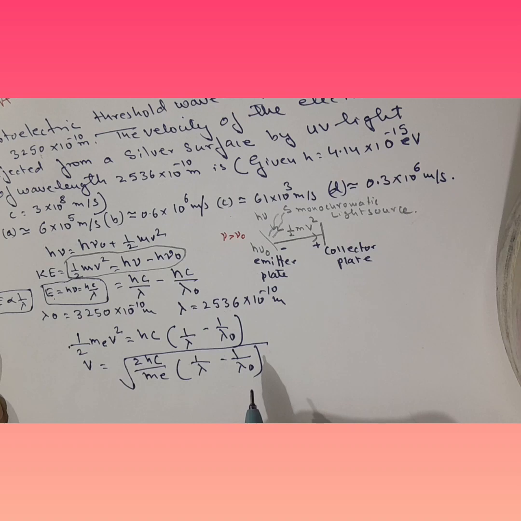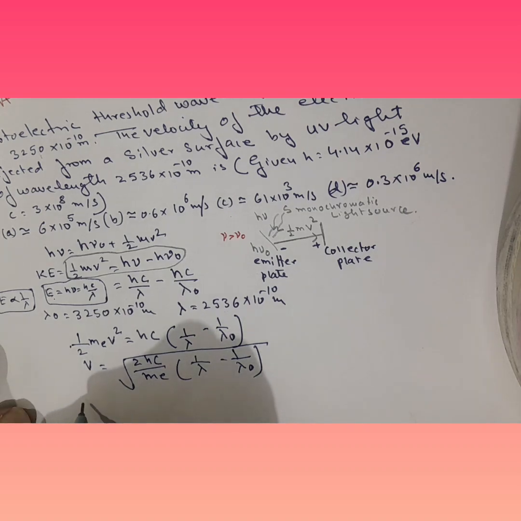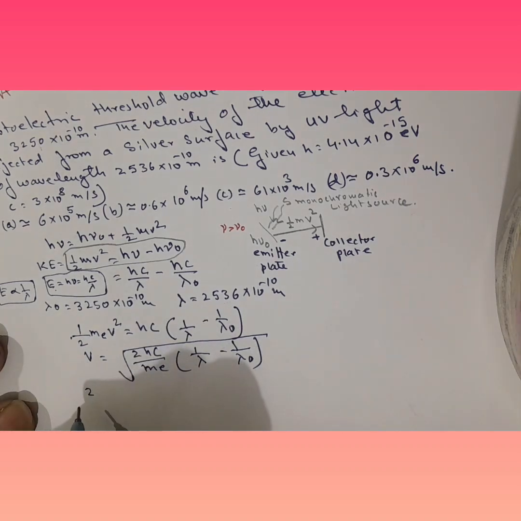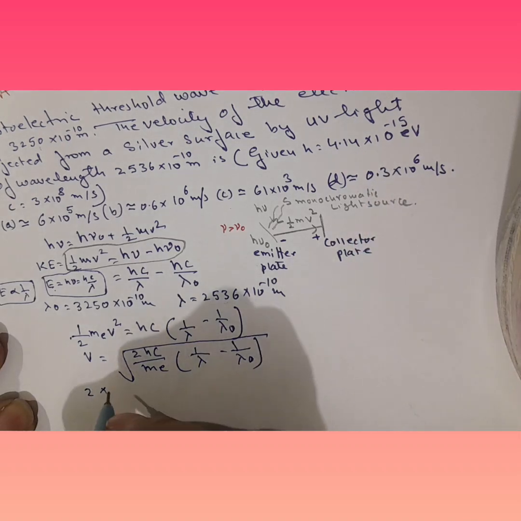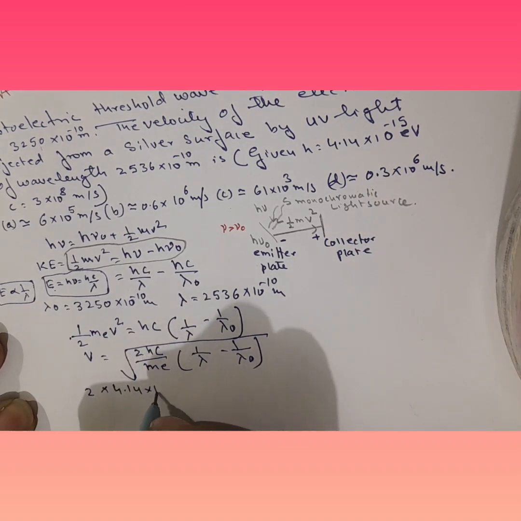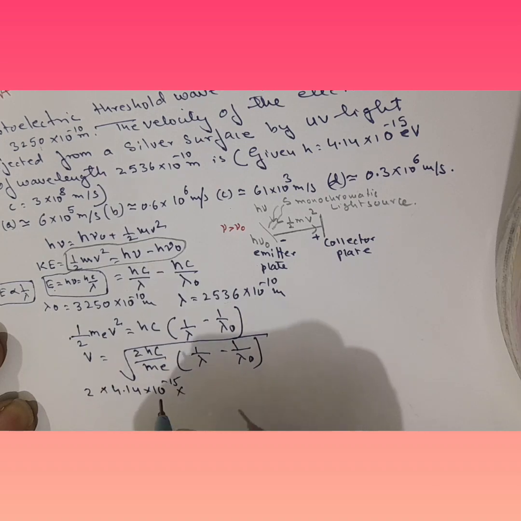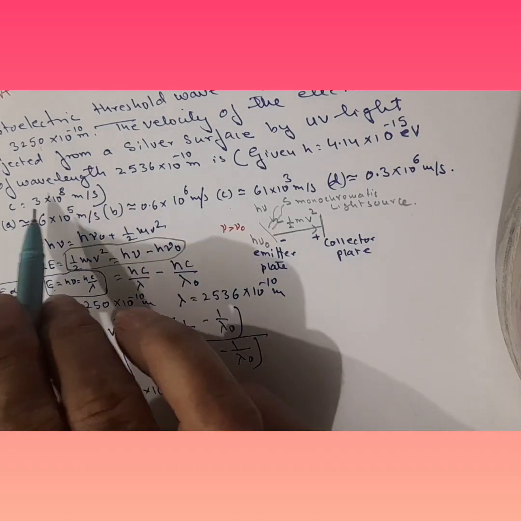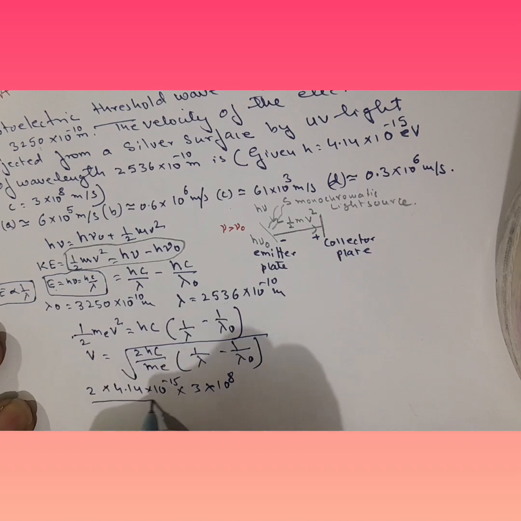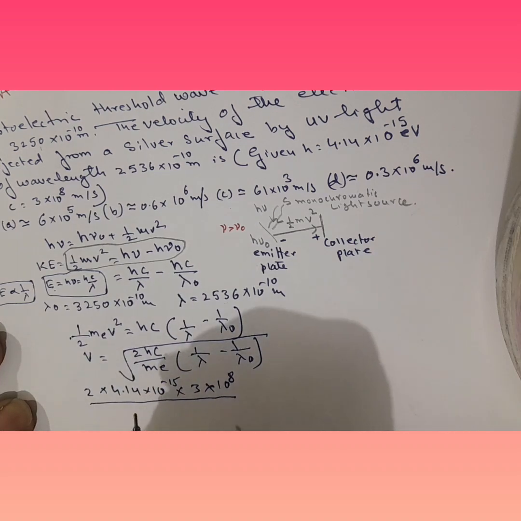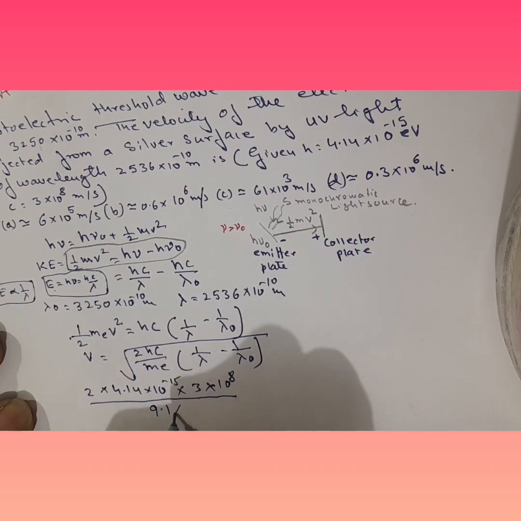Now we just have to substitute the values. 2 is 2 as given. The value of h is given over here, 4.14 into 10 raised to minus 15. Then c is 3 into 10 raised to 8. Then the mass of the electron is 9.1 into 10 raised to minus 31.